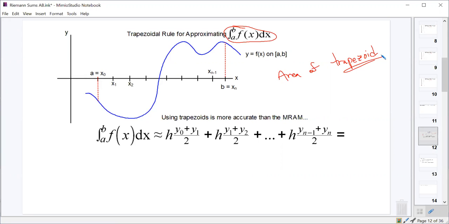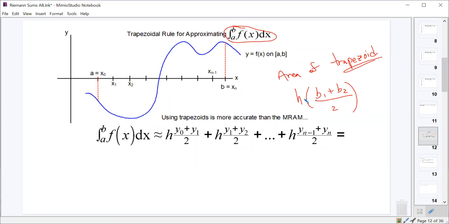You should know the formula for the area of a trapezoid. That's something you should know. It's the height times the average of the bases. Base 1 plus base 2, divided by 2, times the height. That is the area of a trapezoid formula. You should know that. So we're going to use that to develop an approximation for the area under the curve.